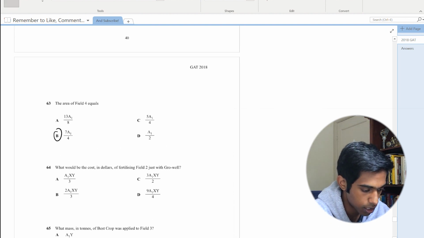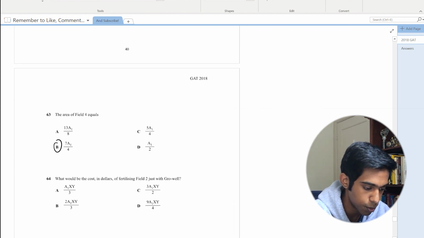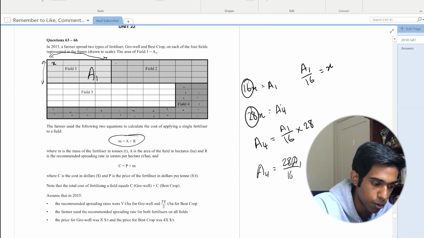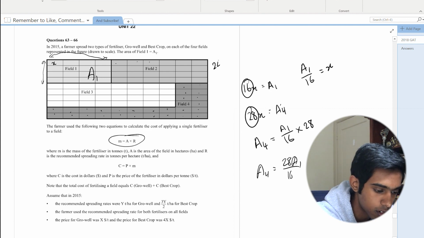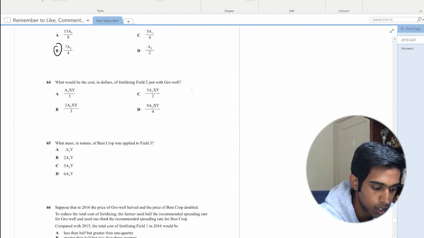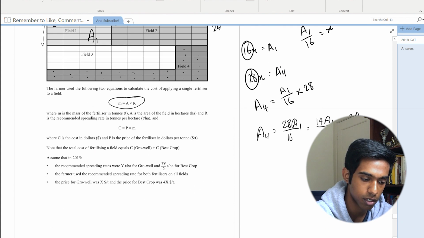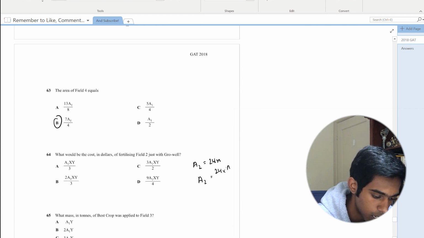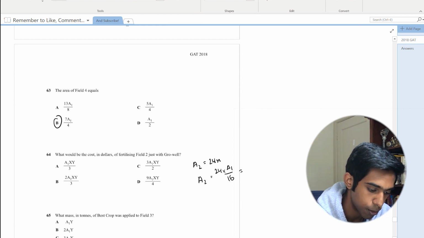What will be the cost in dollars of fertilizing field 2 with Grow Well? Okay, so we have to calculate field 2 first. So that's 4 times 1, 2, 3, 4, 5, 6, so this is 24. So firstly, let's just calculate the area of field 2. So that's going to be A2, 24x. Then again, we do the same thing, where 1x equals A1 on 16. So we just do 24 times A1 on 16. That will give us easy 3A1 on 2.